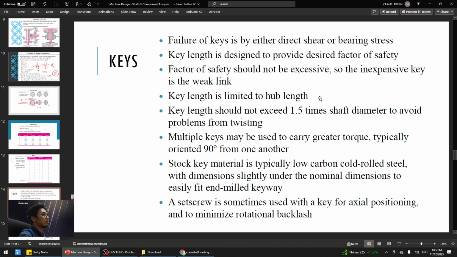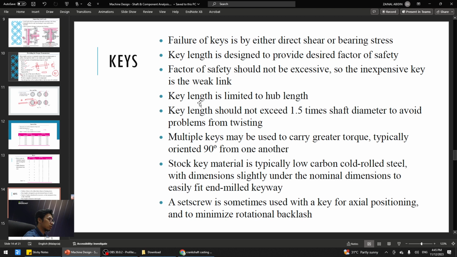Kemudian key length is limited to hub length. Panjang dia tu limited to hub length. You tak boleh buat sepanjang-panjang hub length. Kemudian key length should not exceed 1.5 of shaft diameter. You ada satu diameter 5 meter. Panjangnya 5 meter shaft diameter tu.